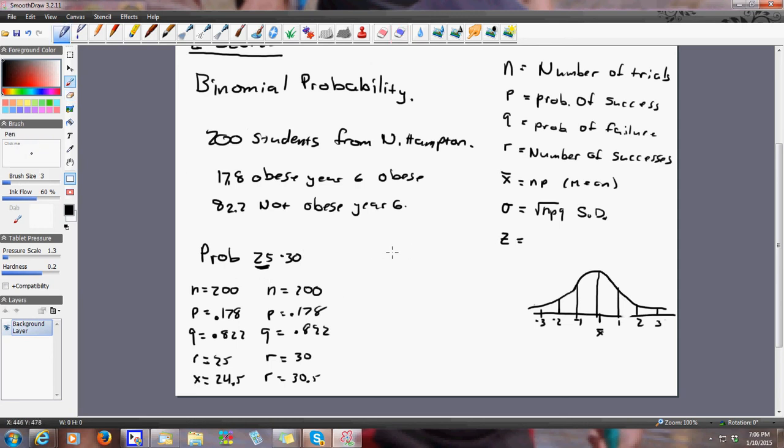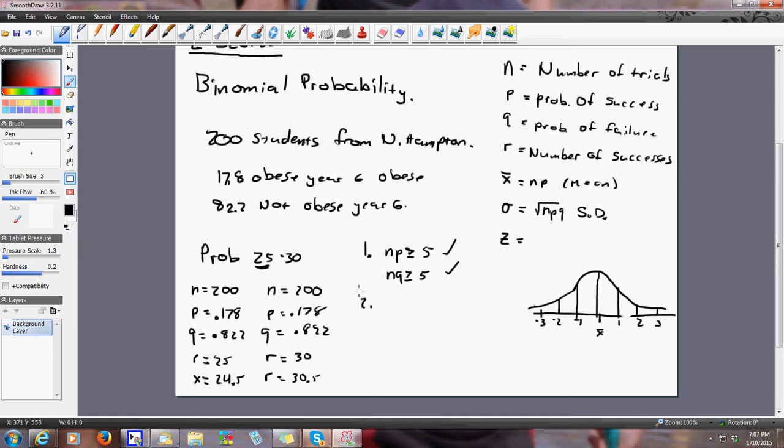Alright, so before we get started, there's a few things that you have to do. The very first thing is you have to check to see if np is greater than or equal to 5. Here I have 200 times 0.178, and when I do that on my calculator, I get 35.6. So yes, that works. And then you have to check to see if your nq is greater than or equal to 5. Well, q is larger than p, so that's going to work as well. So they both check, and so that works. If it doesn't, then using this format is not going to yield a proper result. It may, but it may not.